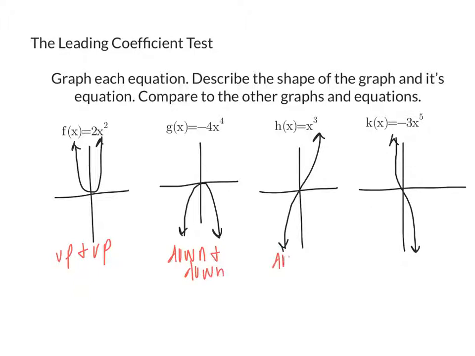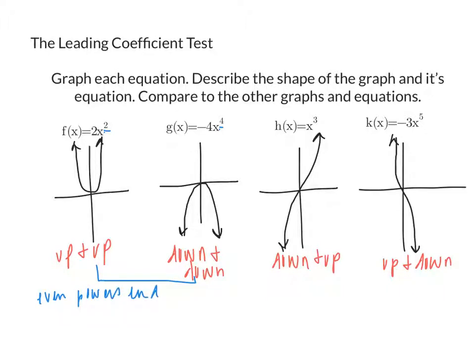Our next one is down and up. And our last one is up and down. All right, so from that, you should have enough to create something of an assumption. What I want you hopefully to see is that those two are connected because they are both even powers. So even powers are the same, or they end the same, meaning they're up, up, or down, down, okay?